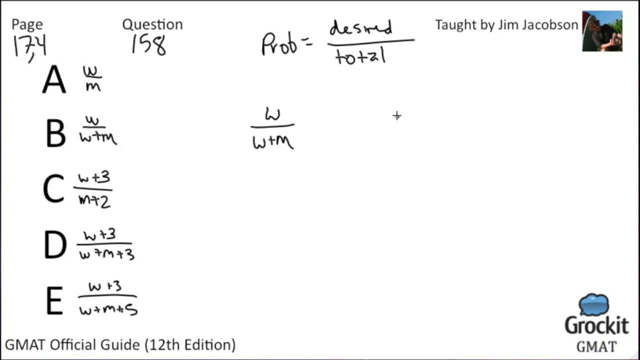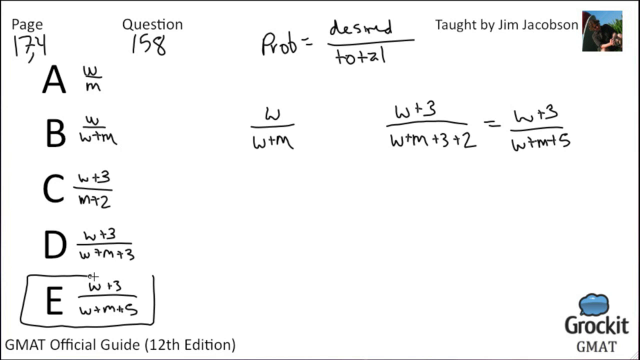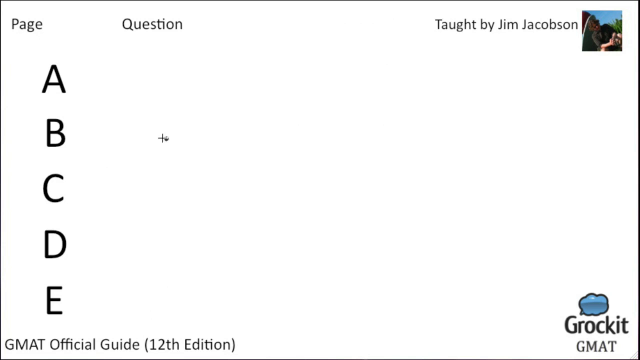We've added 3 women. So now it is going to be W plus 3 in the numerator. And then the total group is W plus M plus the 3 more women they added plus the 2 more men that they added. We can simplify that to W plus 3 over W plus M plus 5, which is answer choice E. That looks a little bit crazy. Anyway, answer choice E for number 158. On to the next page.